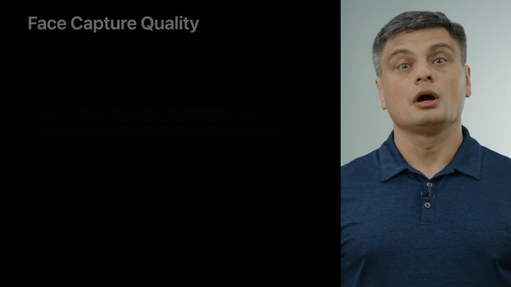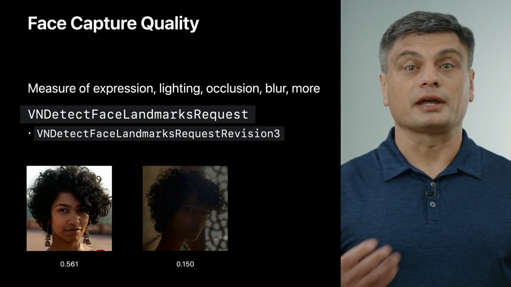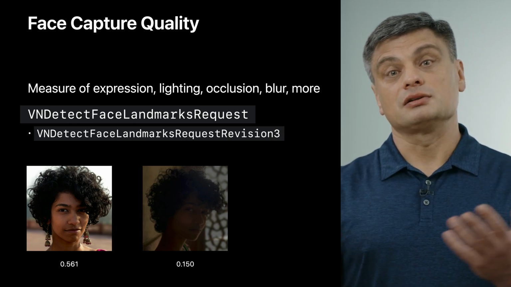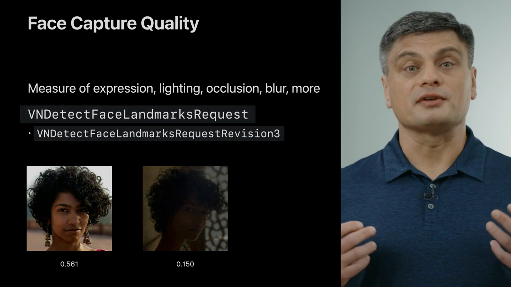The face analysis suite also includes face capture quality detection. This holistic measure takes into account attributes like human face expressions, lighting, occlusions, blur, focusing, etc. It is exposed via the detect face capture quality request API, and the latest revision of this request is revision number 2. It is important to remember that face capture quality is a comparative measure of the same subject. This feature works great, for example, to pick the best photo out of a photo burst series or to pick the best photo to represent a person in the photo library. This feature is not designed to compare faces of different people.